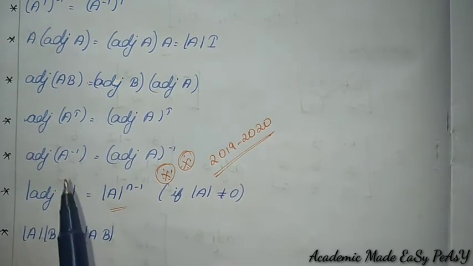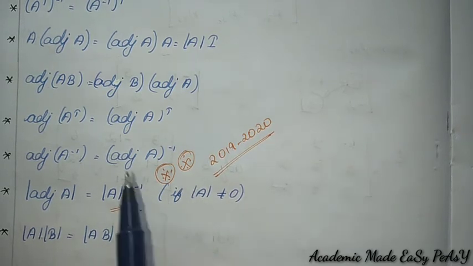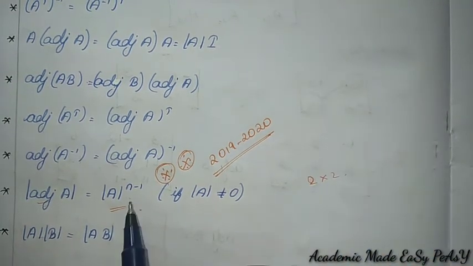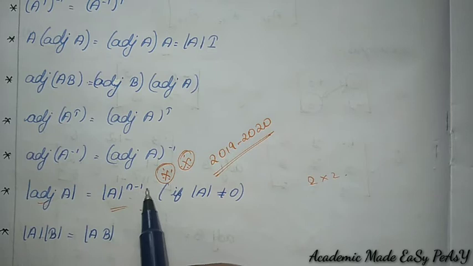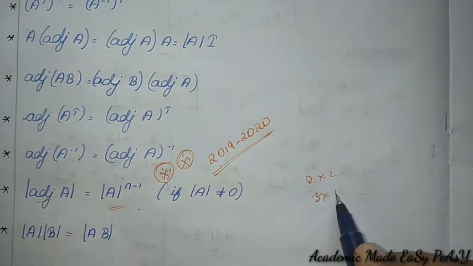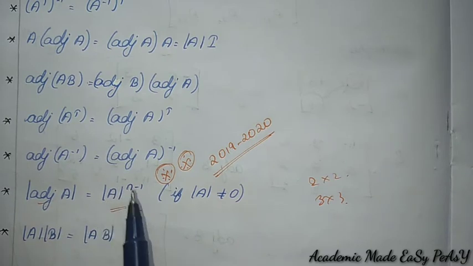So determinant of adjoint A is equal to determinant of A to the power n minus 1. For example, if it is a 2 by 2 matrix, then determinant of A to the power 2 minus 1, that is 1. So the determinant will be equal to the determinant of adjoint of A. If it is 3 by 3, then determinant of adjoint A is equal to determinant A to the power 3 minus 1, so determinant square. Then determinant A into determinant B is equal to determinant of A into B.